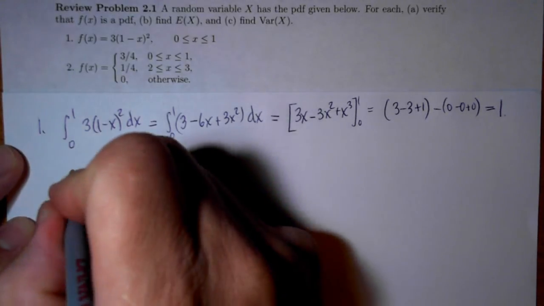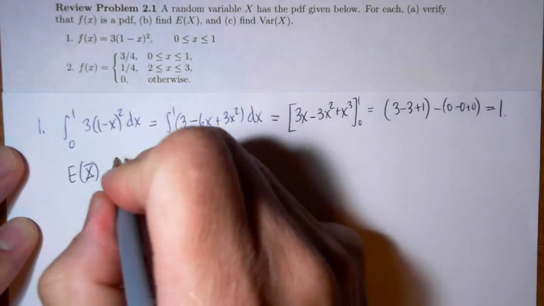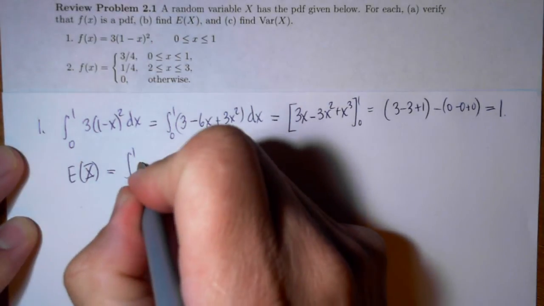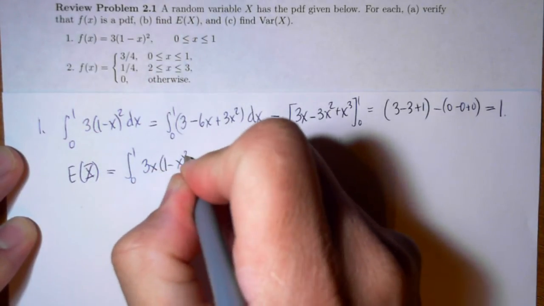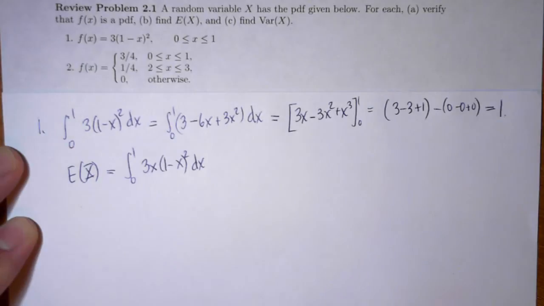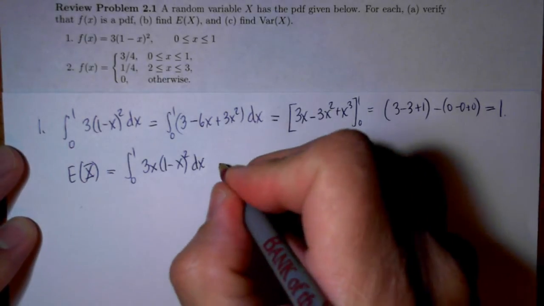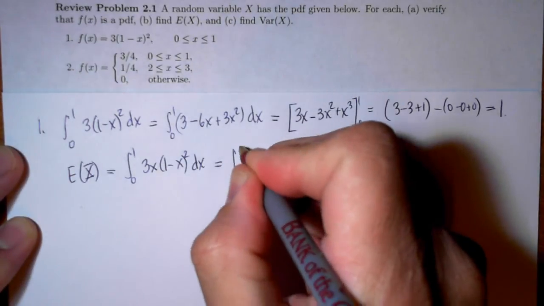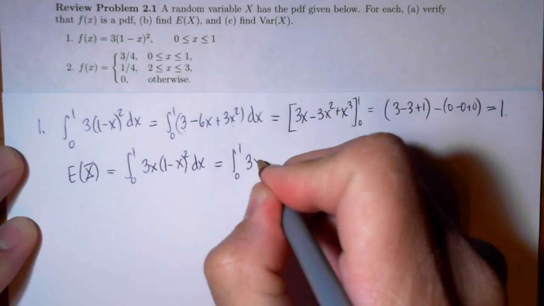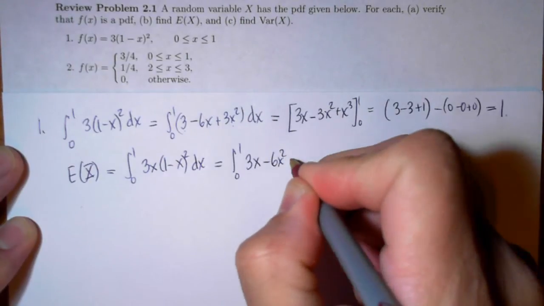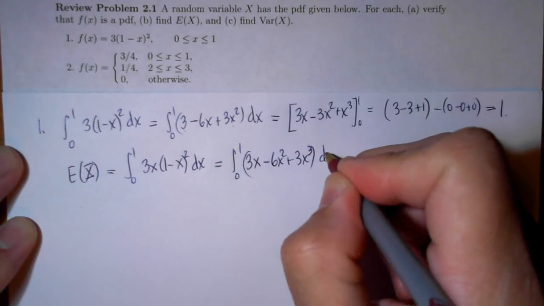Next, let's figure out the expected value of x. The expected value of x is going to be the integral from 0 to 1 of the PDF times x. So I multiply by an extra x inside. To do this integral, again, let's multiply out. So it's going to look an awful lot like what we had here, except there's an extra x involved: 3x minus 6x squared plus 3x cubed dx.